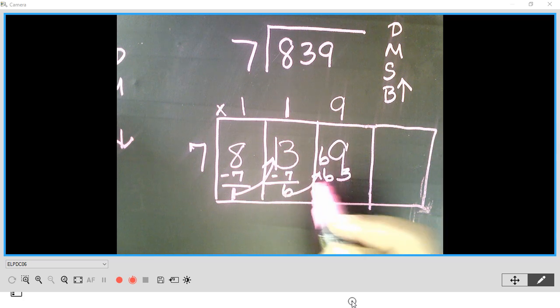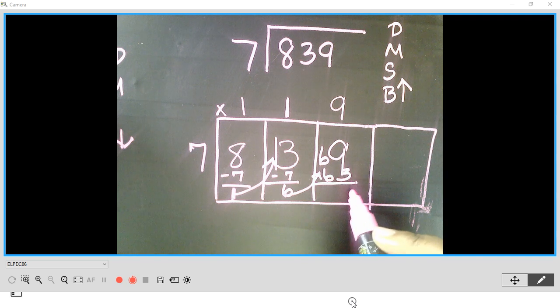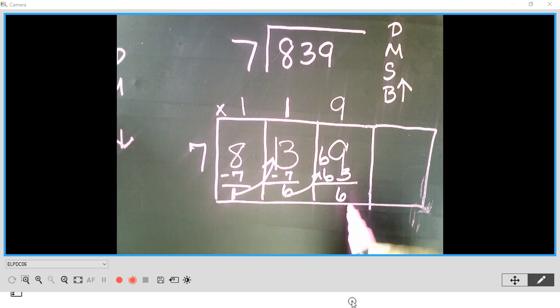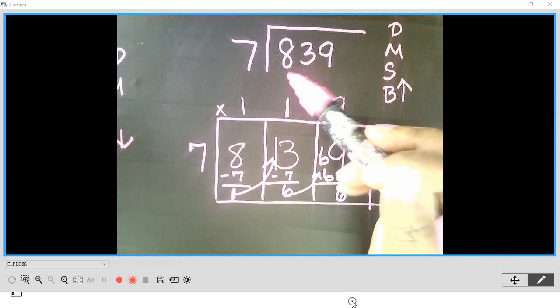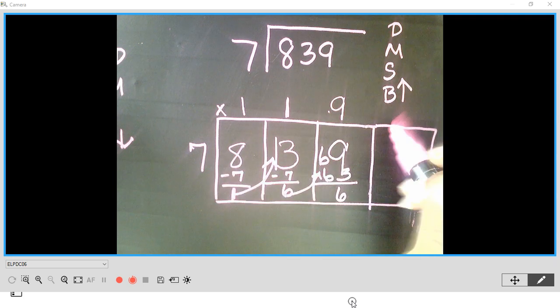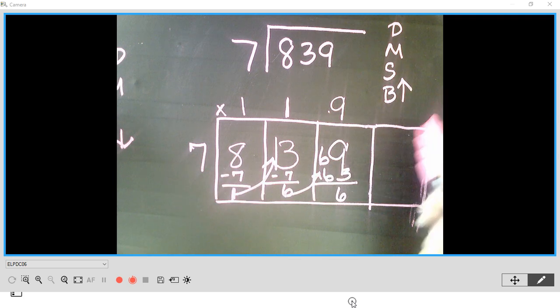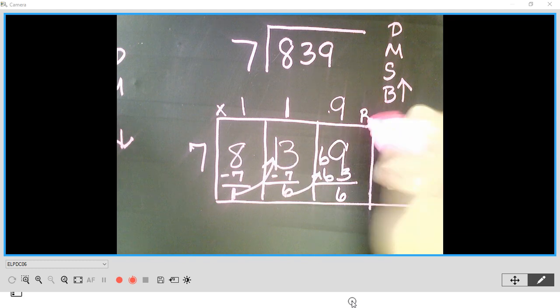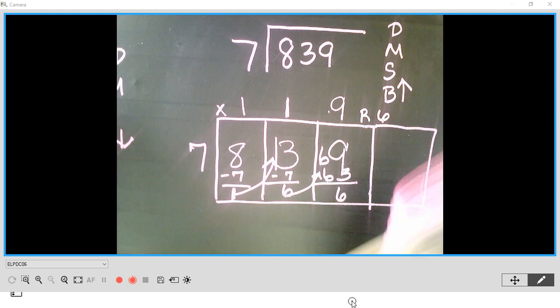I subtract the 63 from 69, and I get a remainder of 6 because 9 minus 3 is 6, and 6 minus 6 is 0. Well, I've done all of my numbers, 8, 3, and 9, so there's not another thing to bring up. So 6 is my final remainder. So my answer is 119, remainder 6.